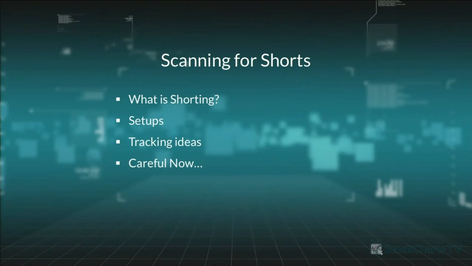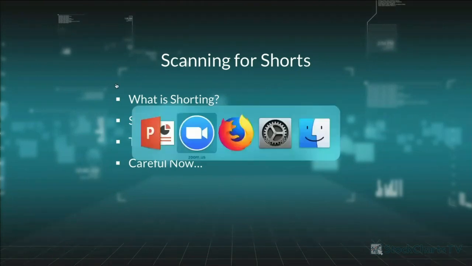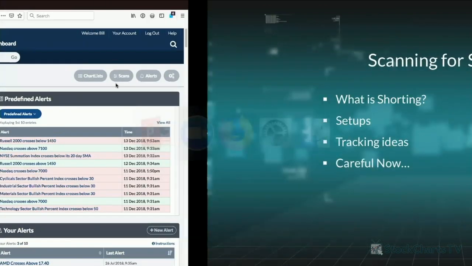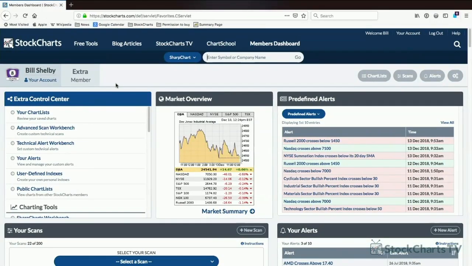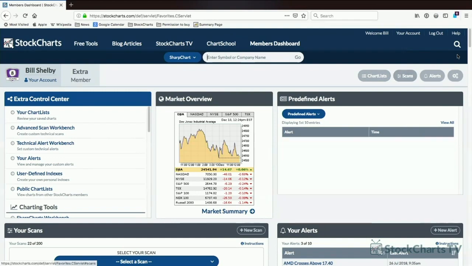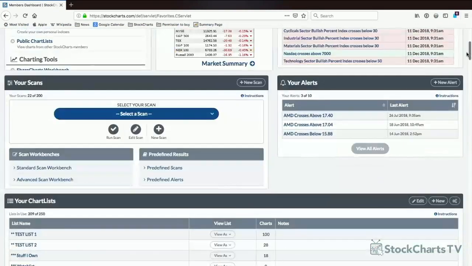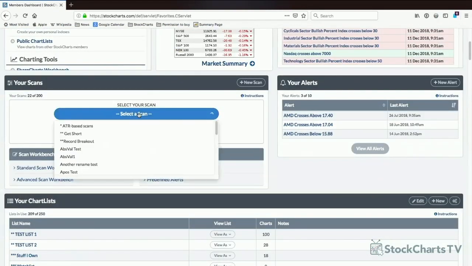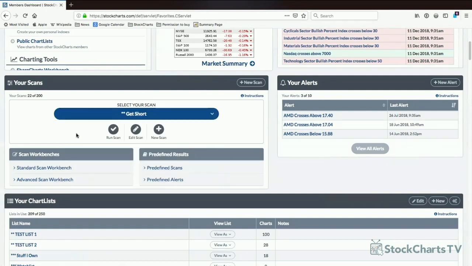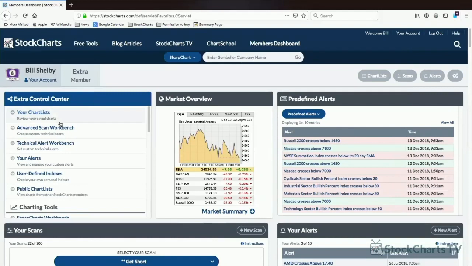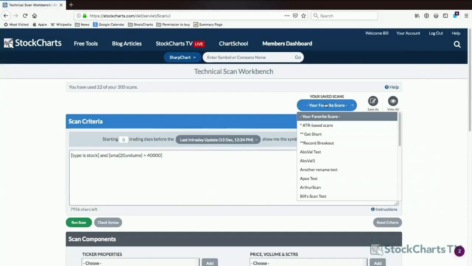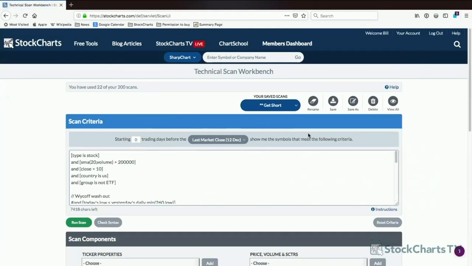And so what we're going to do is come up with a few ways with the scan engine to try and find some of these setups. And we'll look at a few different behavioral patterns that we want to try and spot and take advantage of. So I've got my scan here. Actually, I want to go up to the user interface here. We're going to get short.